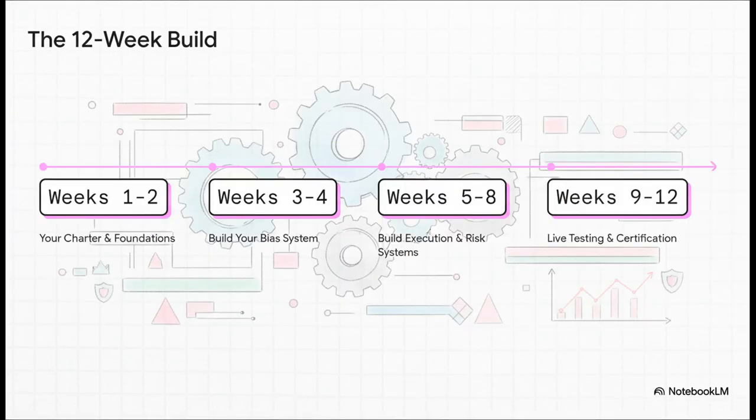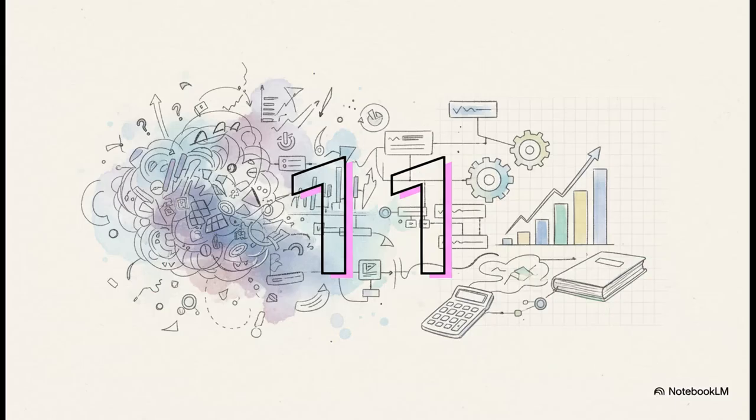So how do we actually build this thing? Well, it's a very structured 12-week process. We start with your personal trading charter and get the foundations right. From there, we build out your bias system, then your execution system, we install the risk protocols, and we finish up with live testing and certification. Look, I get it. You're already busy. You're running a business, leading a team.